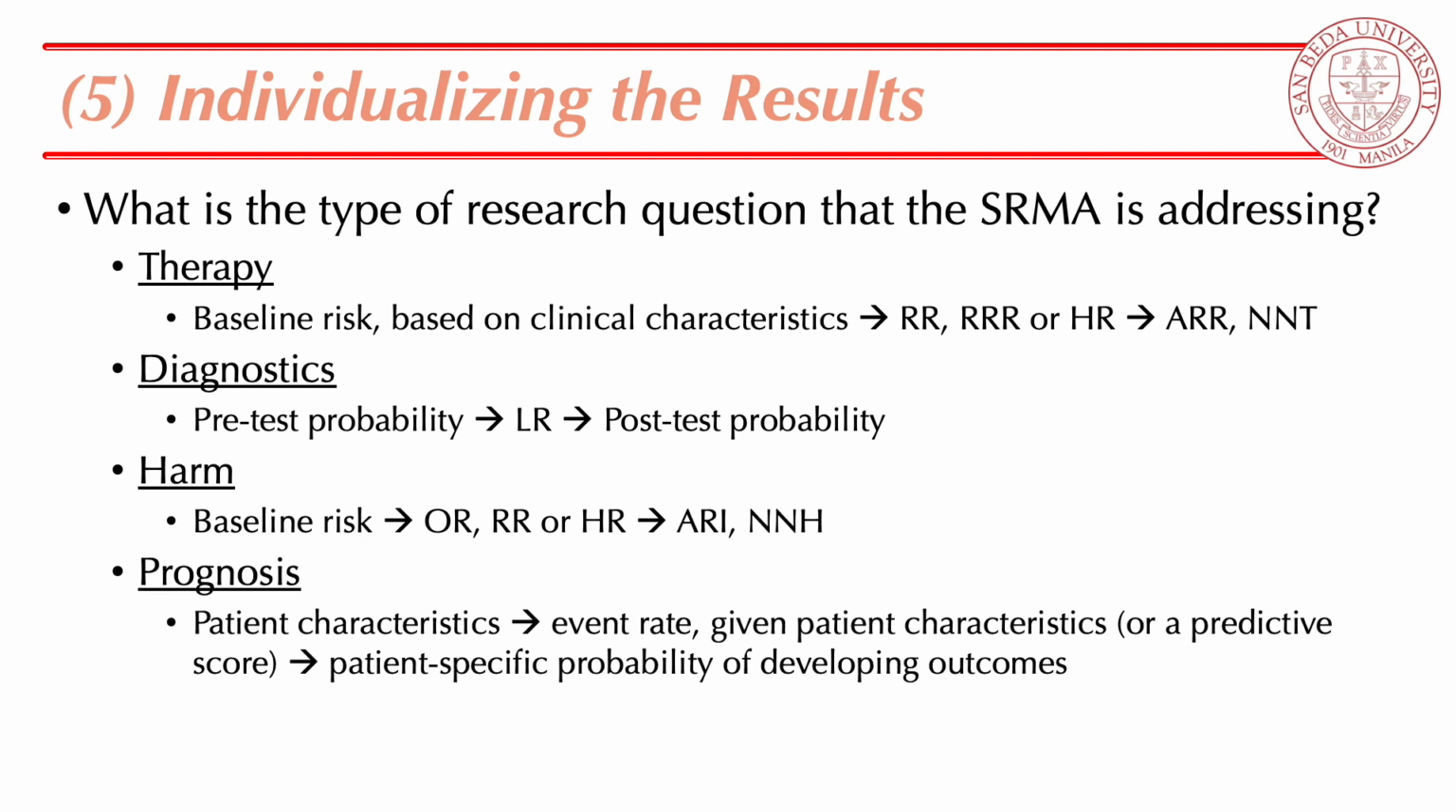Finally, with prognosis, take note of your patient's characteristics thought to be related to the outcome of interest. Then from the SRMA, look for the pooled event rate given patient characteristics or a predictive score, and from there determine patient-specific probabilities of developing these outcomes.